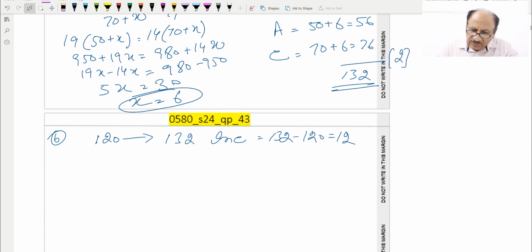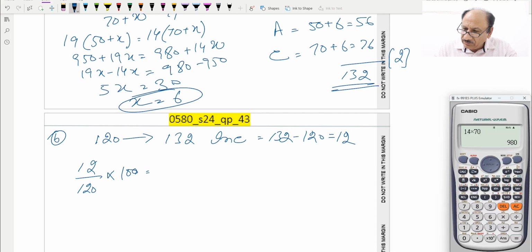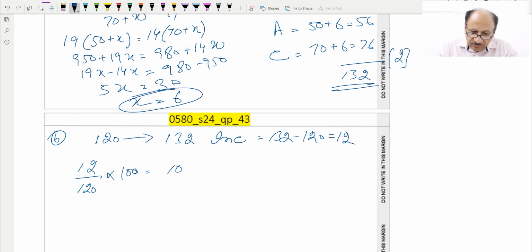Now 12 is the increase against 120, and we will calculate for percentage. We will multiply by 100, and this will be 12 over 120, and multiply by 100 will be equal to 10, and the answer will be 10%. At the proper place, we will write a 10, and this is the 2 marks part which we have done.